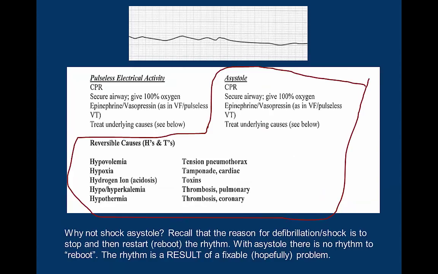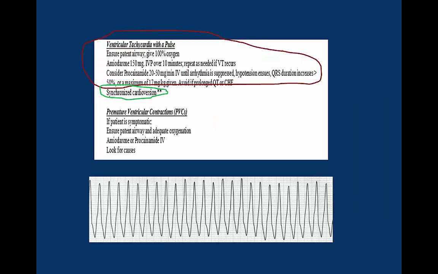Now, I could have also listed asystole. Asystole, without rhythm. Again, the same treatment as PEA. You might think, well, wait a minute, there's no rhythm there. Why don't we shock? Well, because there's no rhythm. There is nothing to reboot or restart the heart. With no rhythm, we don't need to shock at all. We need to do CPR, give epinephrine, and identify the causes. So PEA and asystole, same treatment recipe.